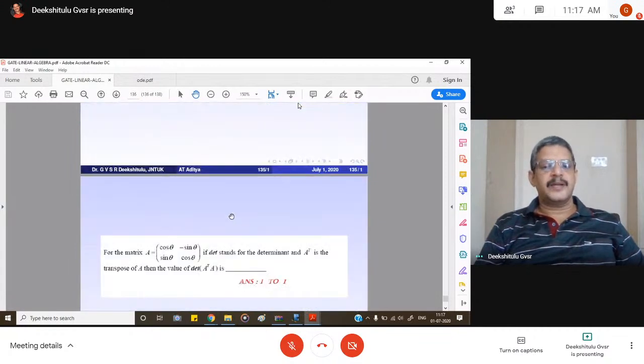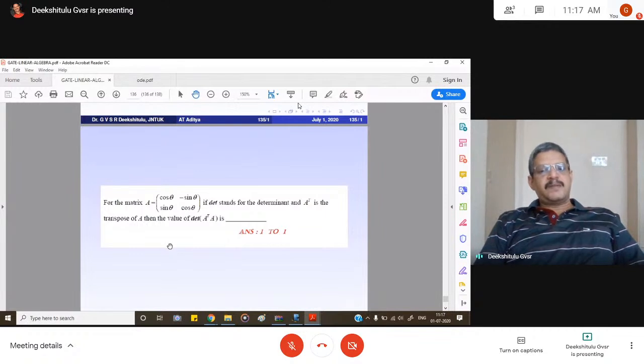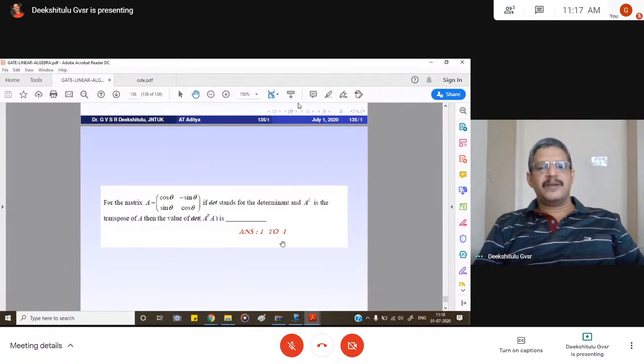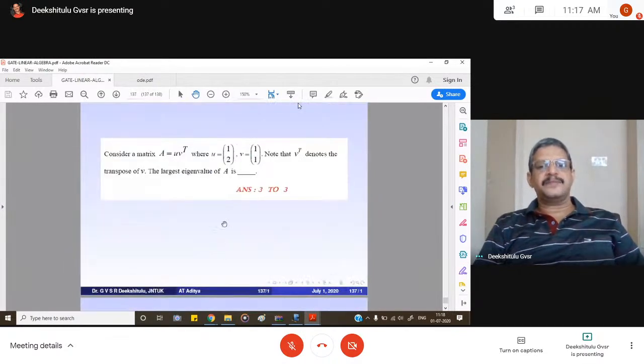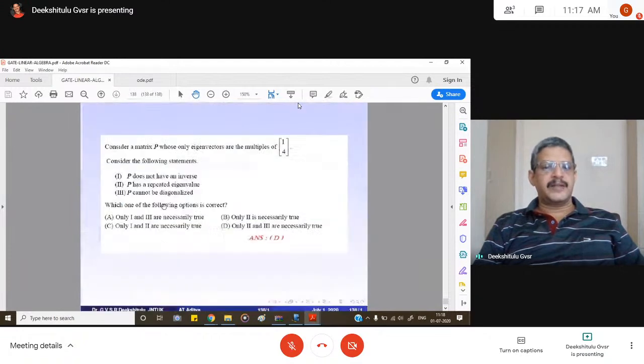Then we get that. For the matrix A, cos theta, minus sin theta, cos theta, find the determinant of A transpose A. Yes, I can find it. You get the unit matrix. Similar problem: U transpose V, U into V transpose. I have to multiply this U into V transpose and then find the largest eigenvalue. If you multiply these two things, U into V transpose, you get a 2 by 2 matrix. Find the eigenvalues of that matrix.